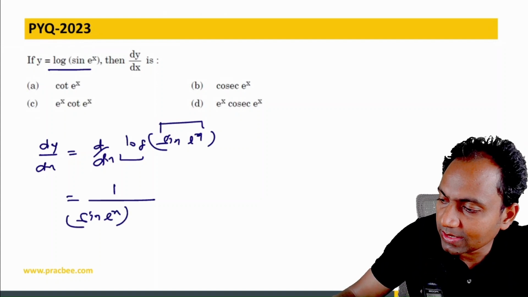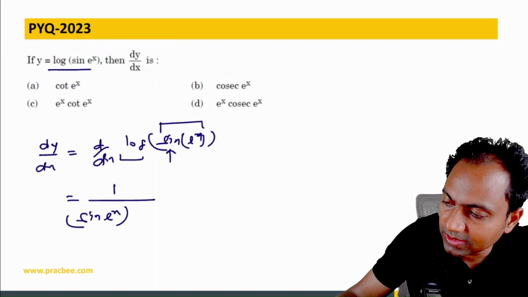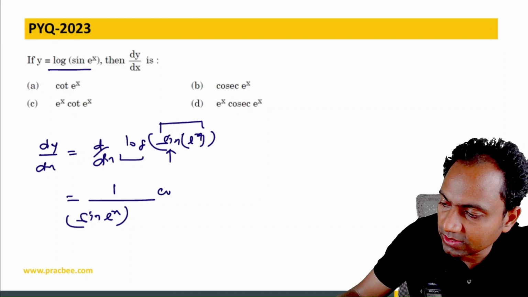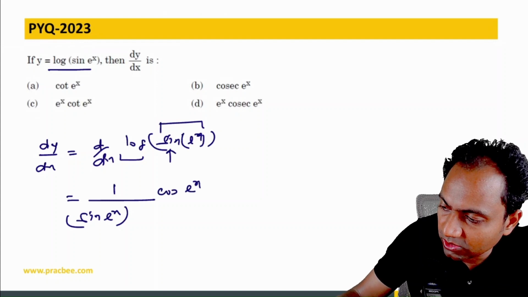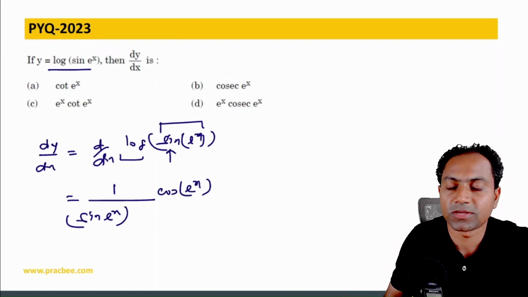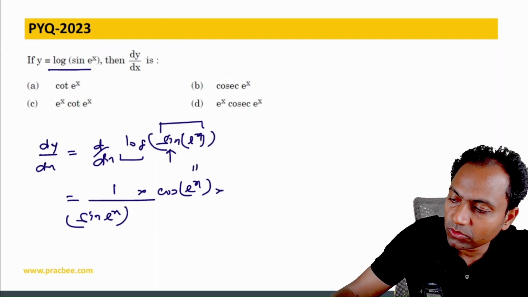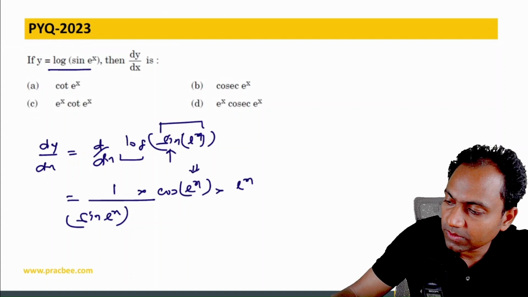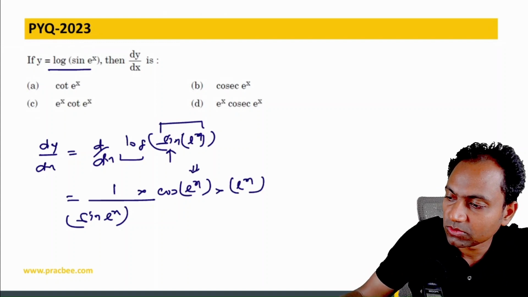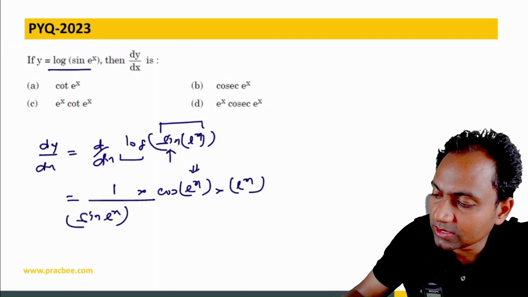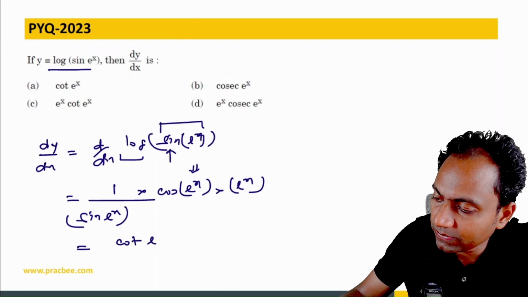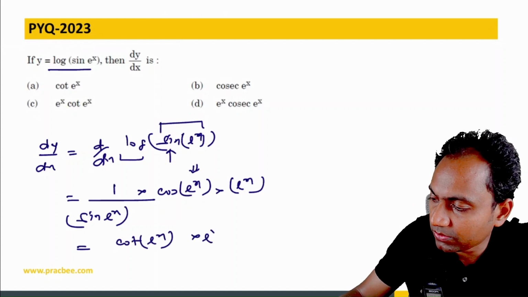Then you can see that next is sine x, so write the derivative of sine x, that is cos x. But instead of x, there is e raised to the power x, so write e raised to the power x. And in the third part, we write the differentiation of e raised to the power x, which comes out to be e raised to the power x. So your answer becomes nothing but cot of e raised to the power x into e raised to the power x.